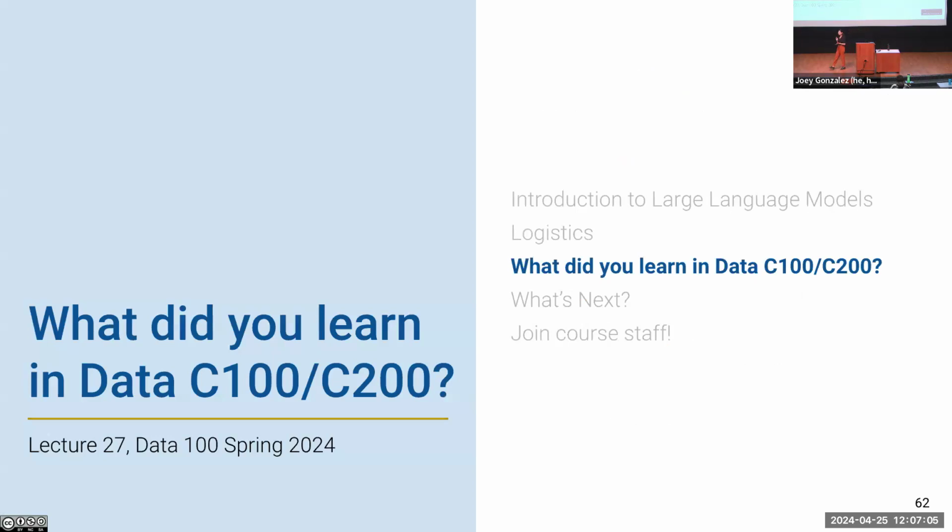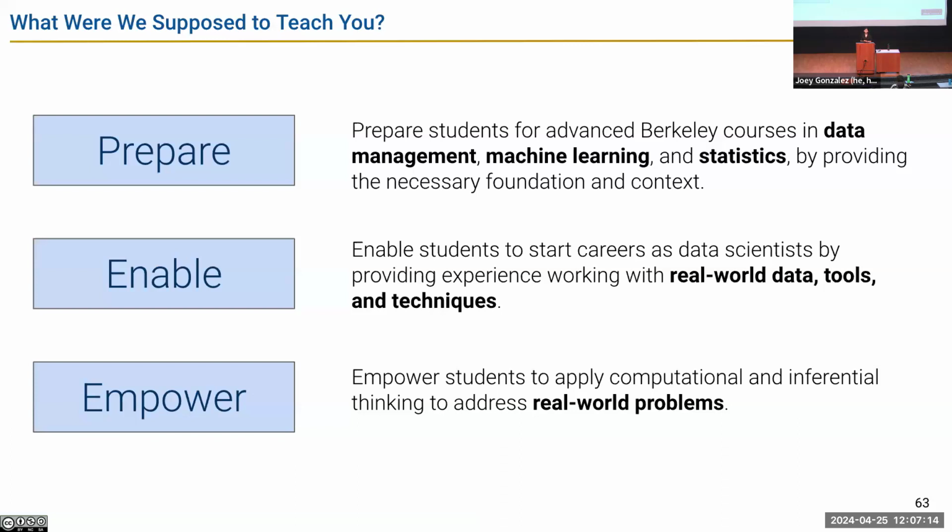So let me now talk about what we've seen in Data 100 and Data 200, and then wrap up this entire journey that we had seen together. The goal of Data 100, and hopefully we have accomplished it, is to prepare you for more advanced courses. So the job of Data 100 is to give you industry standard tools and techniques and also give you hands-on experience with real-world data.